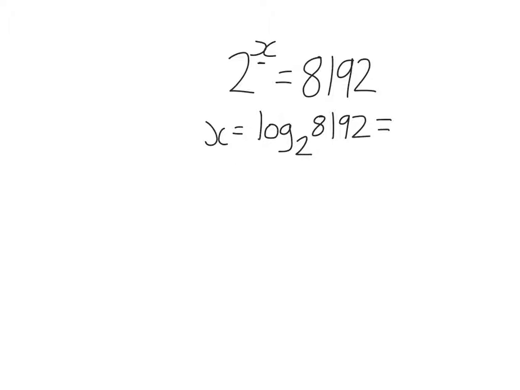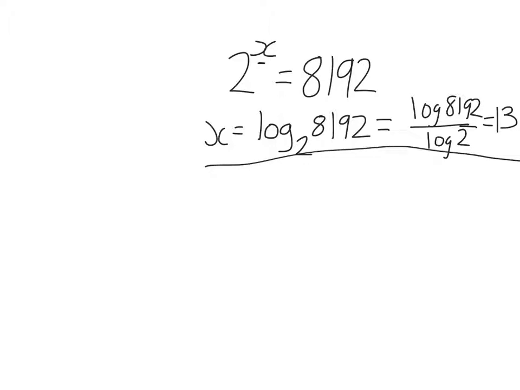If your calculator does not allow you to put in the base for logs, it would just be log 8192 over log 2. And the answer you get there should be 13, because 2 to the power of 13 equals 8192. So you could have used trial and error for that, but let me give you one that you probably couldn't use trial and error for.